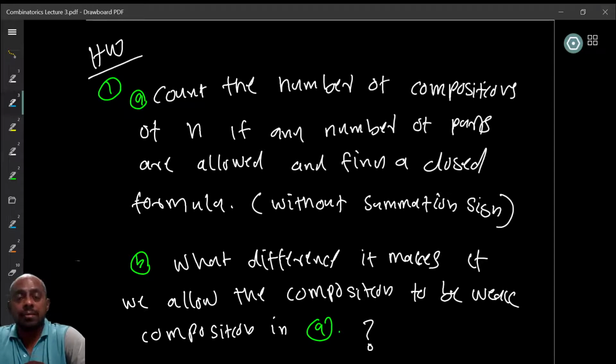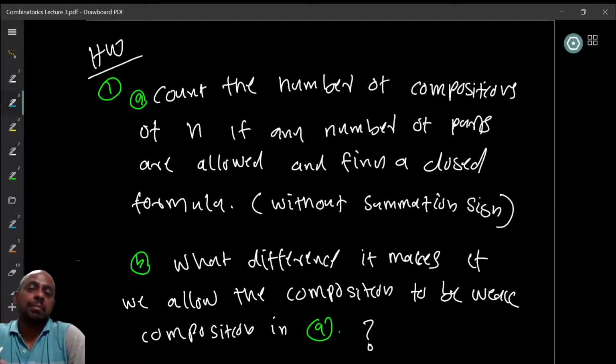A closed formula is a formula without the summation sign. Because you can always write the summation over k equal to 1 to n of n minus 1 choose k minus 1, or something like that. This is very easy to write because for any fixed k we already know the formula. But we don't want that summation form. We want the closed form, where you find the formula without using the summation.